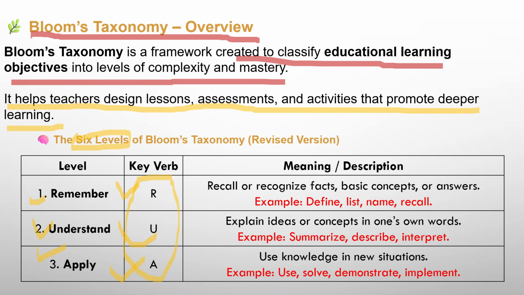Now the next part, that is understanding level. 40% weightage out of total marks is given to the understanding level, where you have to explain ideas or concepts in your own words. Like the question may start from summarize, describe or interpret, etc. So if these kinds of words are there, it means it is understanding level and you have to write about the concepts in your own language.